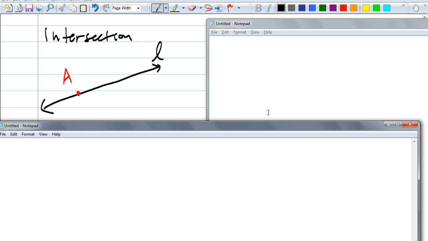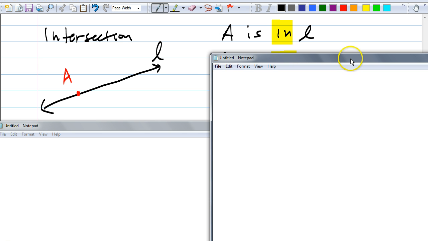So let's take a look at this figure here. We have a line and a point. Normally for lines we use a cursive small letter, and for a point we use a capital letter. Anyway, we've got a line L and a point A. To describe this figure, there are many ways. One of the ways is this: the point A is in line L.